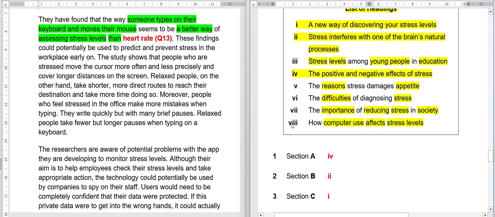So be very careful about this. There is no mention of how computer use affects stress. They are just telling the way people use computers. It tells about the stress level, but why computer is increasing or decreasing stress level, or how computer is responsible for it, we are not given this particular kind of information. So option one will stand for this.